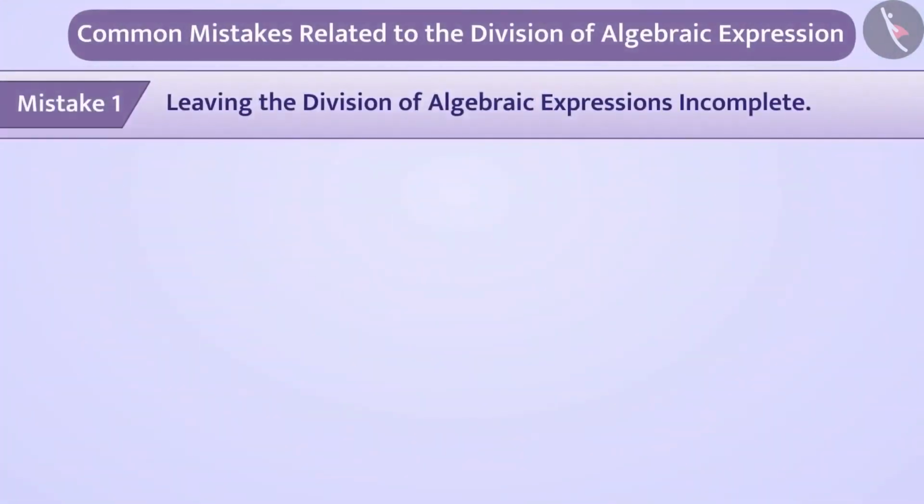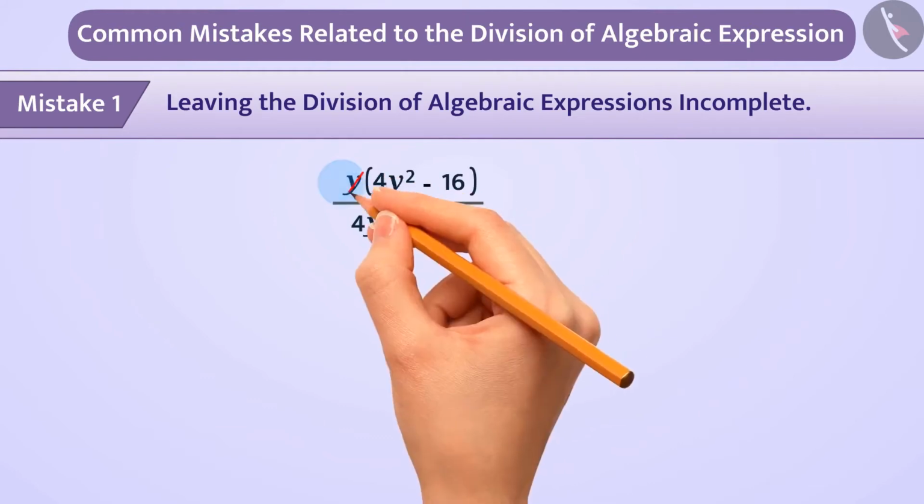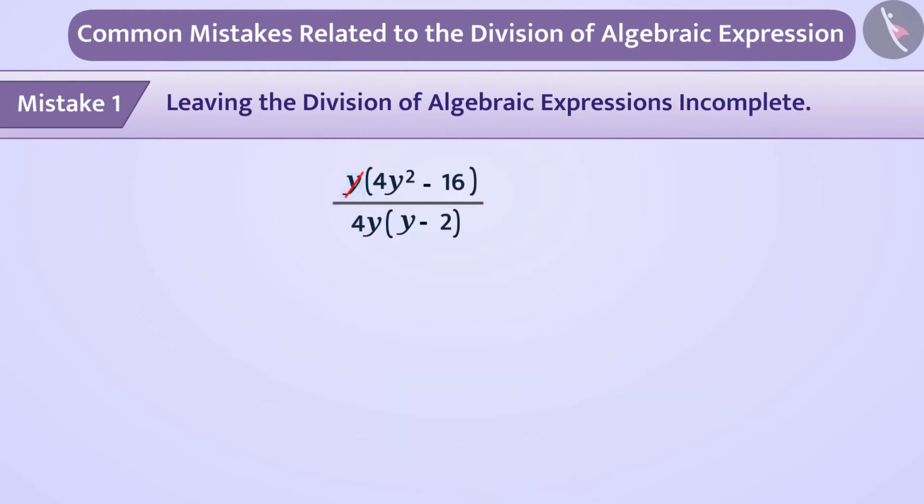Mistake 1. Leaving the division of algebraic expressions incomplete. Some children leave the division of algebraic expressions incomplete. For example, if children are given the question and asked to simplify it, some children cancel y from the numerator and denominator by the method of cancellation. But after this, they think that numerator cannot be divided by denominator. So, they do not simplify the question further and leave it incomplete.